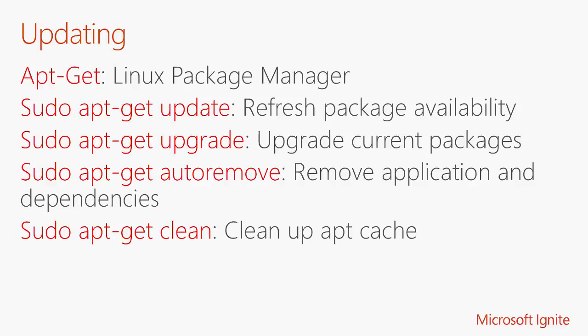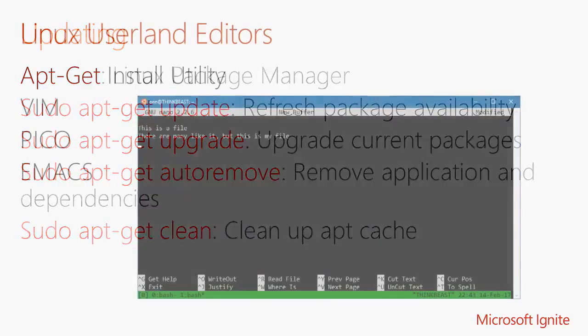So obviously this is not how you do it on Red Hat. So apt-get update, and this is again for the recording. Refresh your package availability. Upgrade your currently installed packages. Auto remove removes the application and any of its dependencies. Apt-get clean goes up and cleans up your cache.